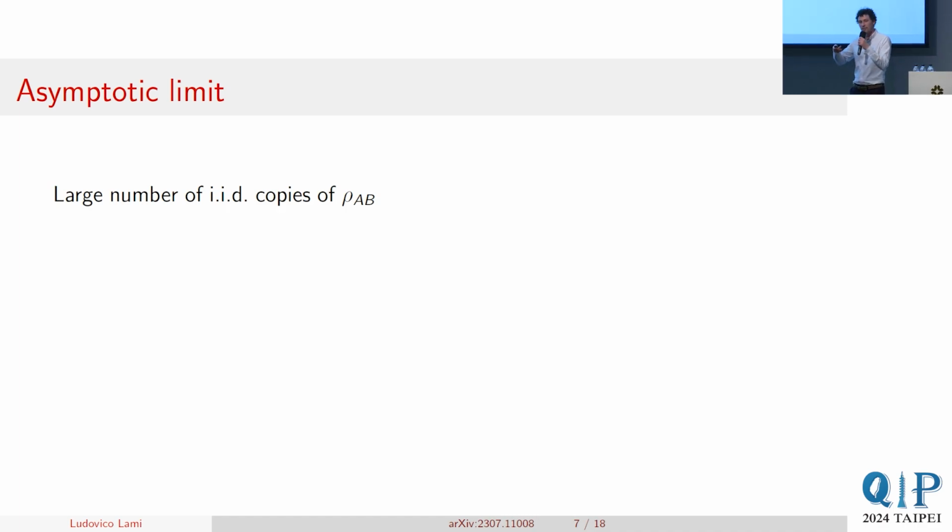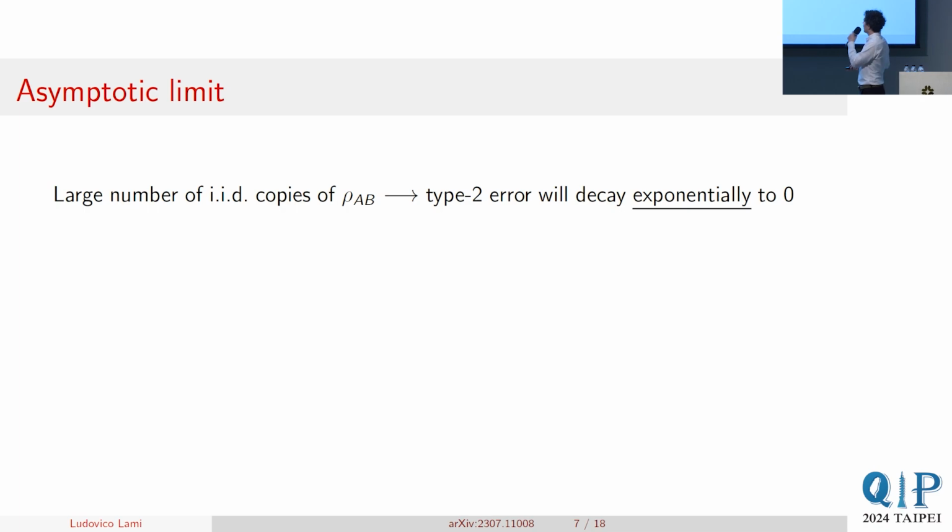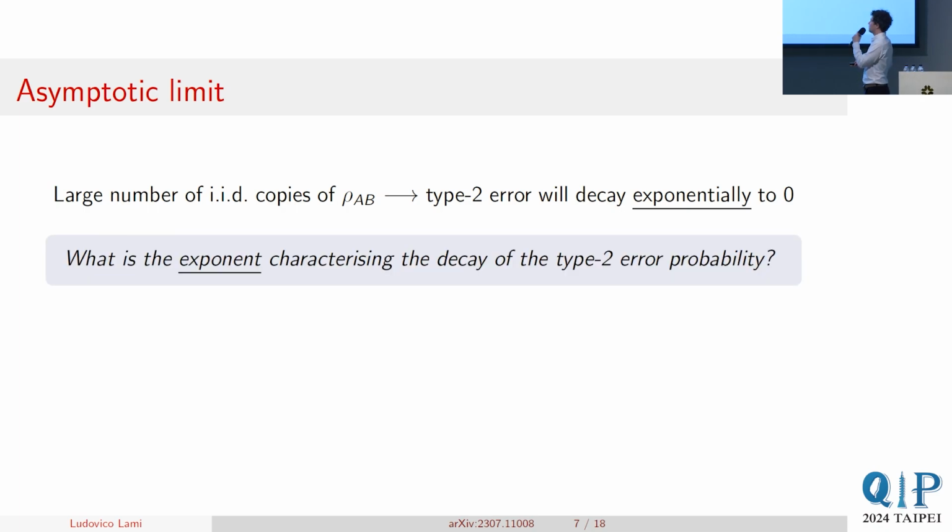So this is us. Let's try to see what we can do. We have a large number of IID copies of rho. What you expect is that the type 2 error probability will decay exponentially, because the more copies you have, the better you are at discriminating them from separable states. That's actually what happens. But the problem is that we want to compute the exponent. We want to know everything about this problem. The exponent is very important because you want to know exactly the asymptotic decay, to predict how many copies you need to be reasonably sure that you are not falling for the quantum scam.